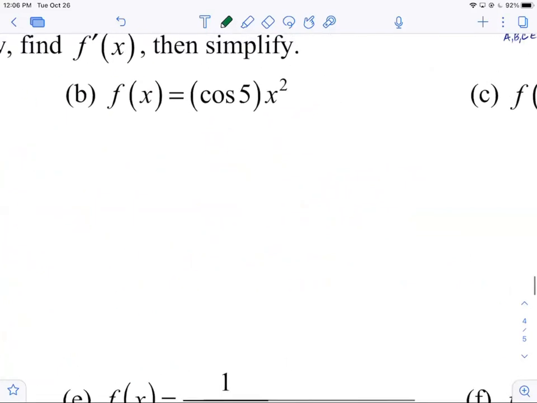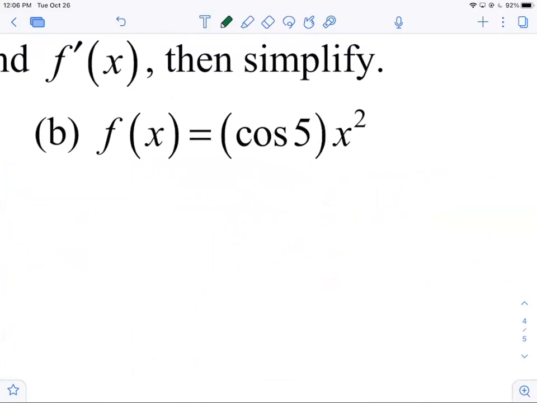All right, letter B. We've got f of x is cosine of 5 times x squared. So again, notice the parentheses are already there, and they're grouping the cosine of 5 together separately from the x squared factor. So is this going to be the chain rule or the product rule or neither?